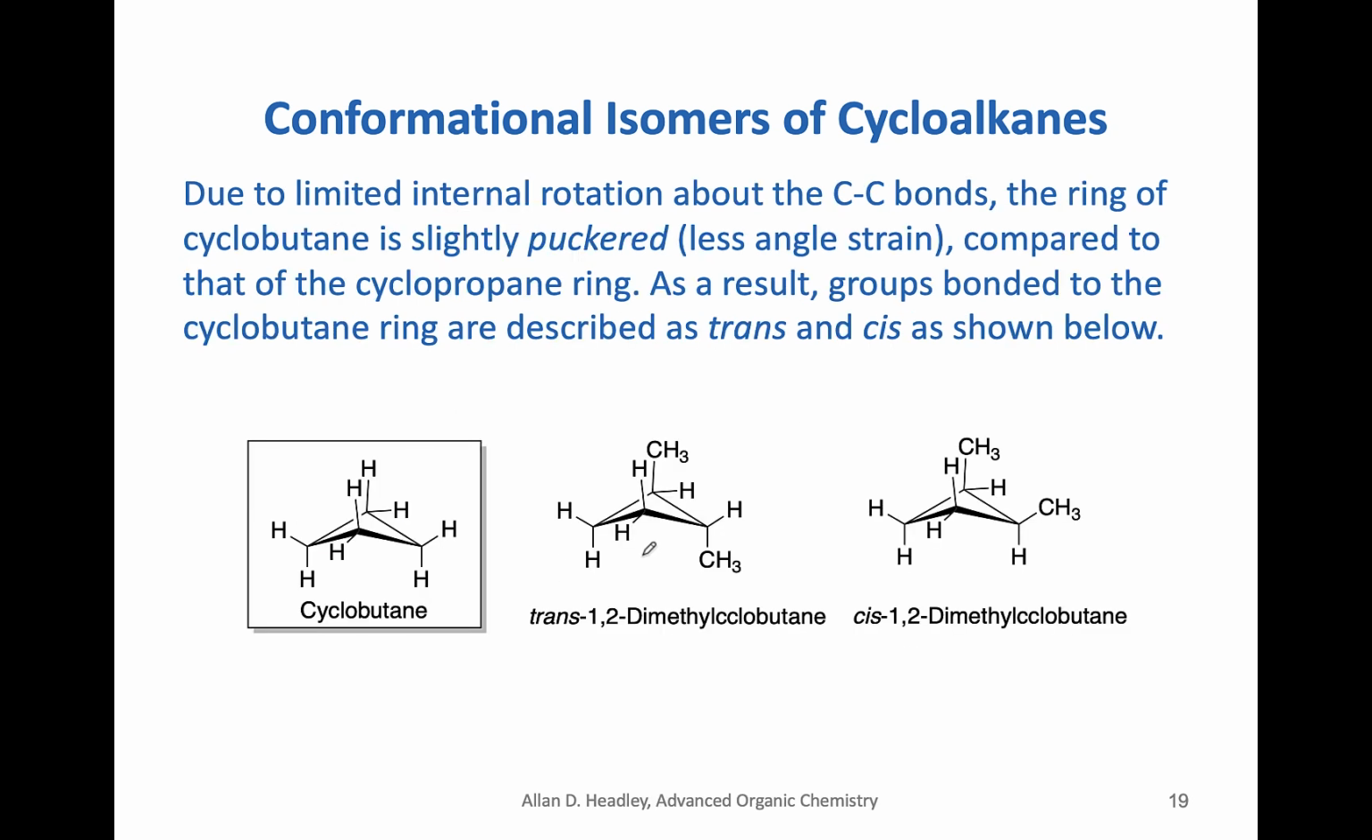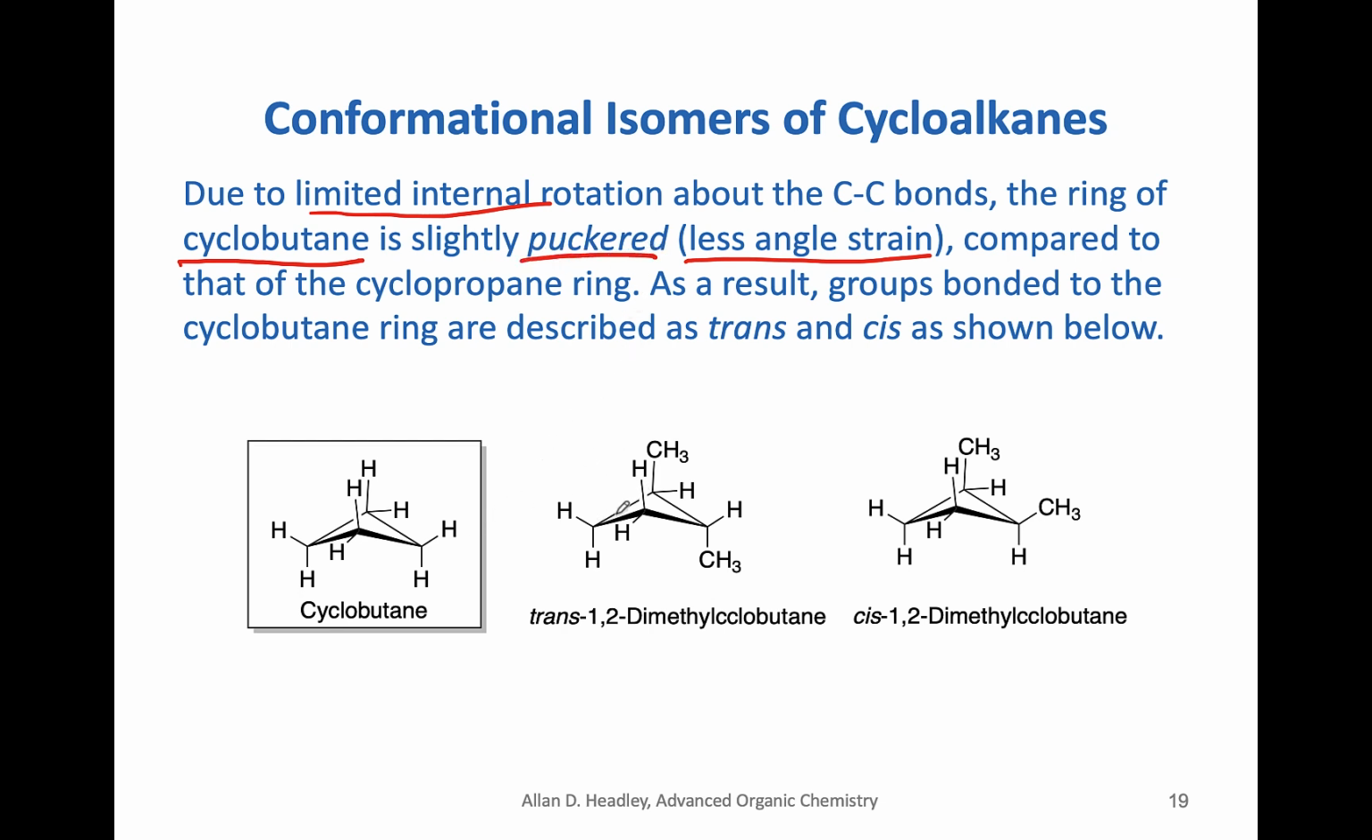Let's take it further. So let's look at the cyclobutane. As you can imagine, now we have a bigger ring system compared to the cyclopropane, so we still have limited internal rotation as shown here. So we have less angle strain compared to the cyclopropane, but still it's rigid. But we describe this ring here as puckered here.